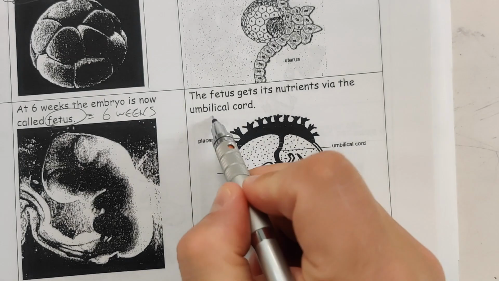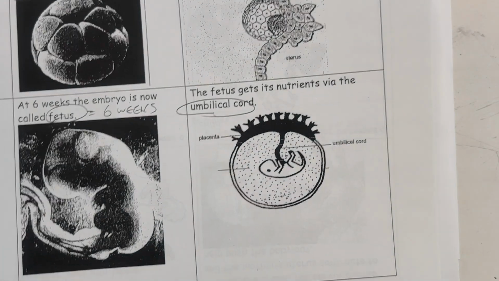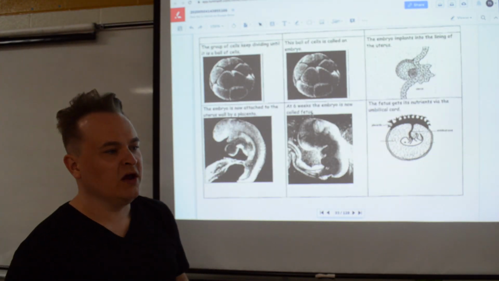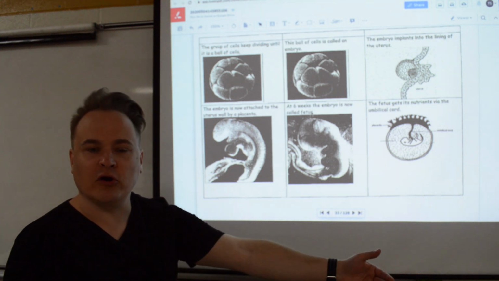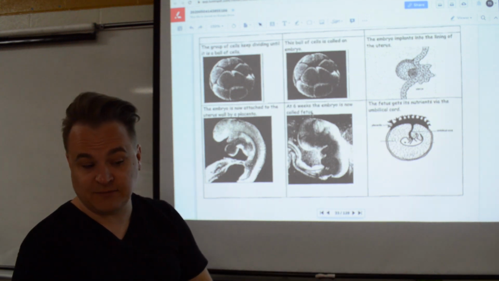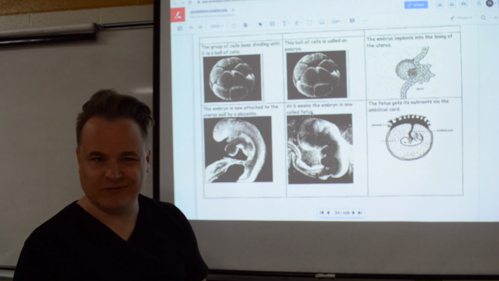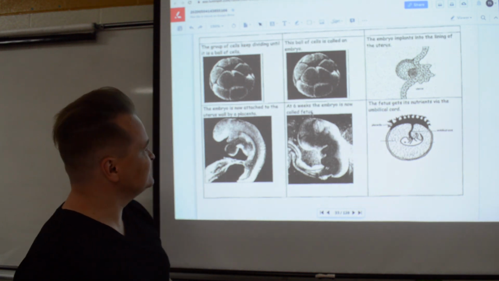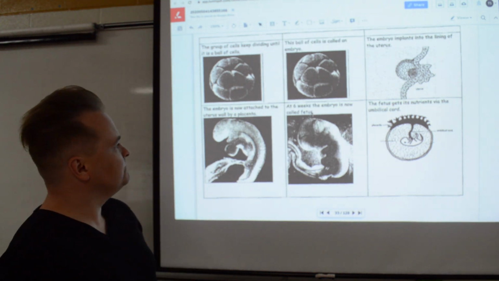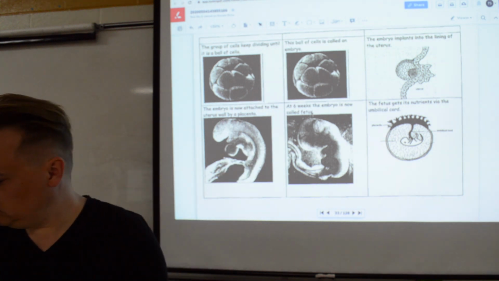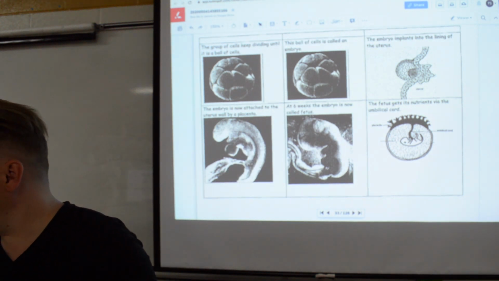The fetus will get its nutrients via the umbilical cord, and you should know what that is. An umbilical cord is a cord that attaches from the baby to the mother, where your belly button is, and that's going to be all of your nutrients and blood and everything that keeps that baby alive while it's inside the mother. So far, so good. Let's move on.